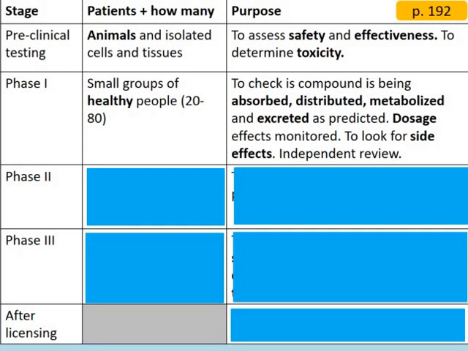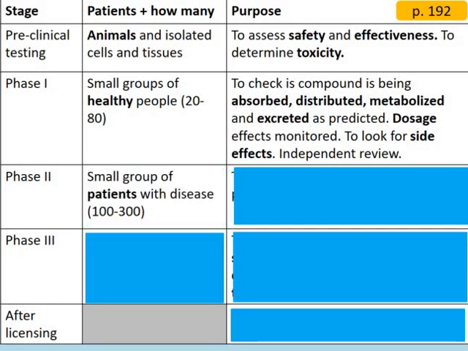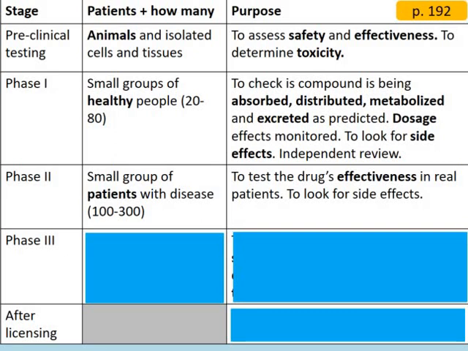And in phase 2, we're using small groups of patients again, but this time these are not healthy patients, these are people with a disease, and we're looking for between 100 and 300 individuals. So, carefully by administering the dosages, using all the information from before, we can look for the effectiveness in real patients. So how well is it treating those individuals? Do you see an effect? But also, do you see any negative side effects?